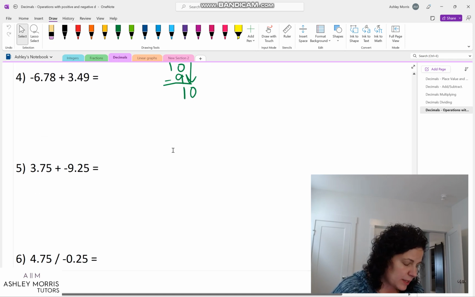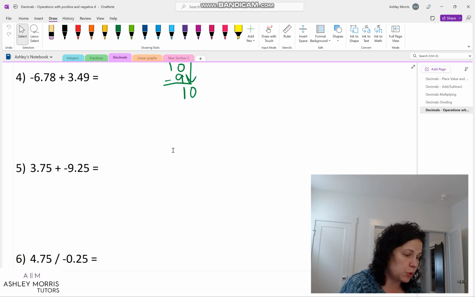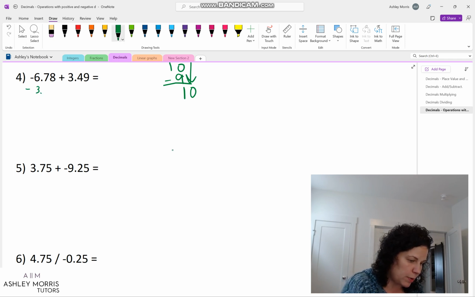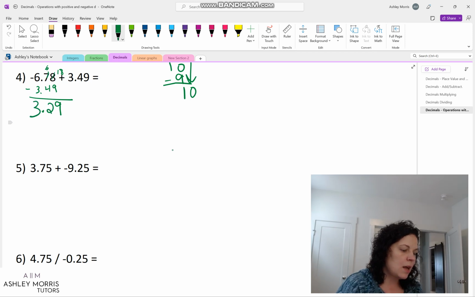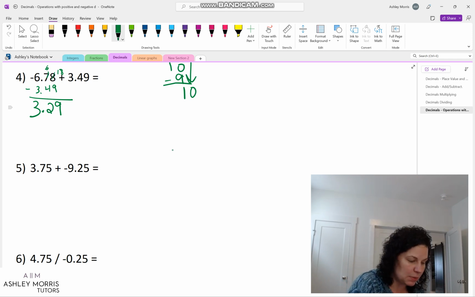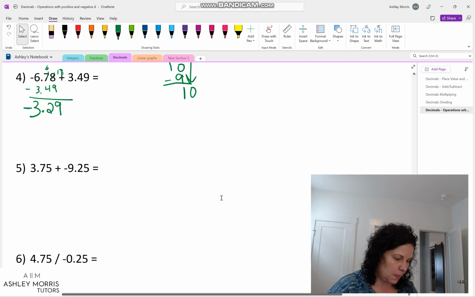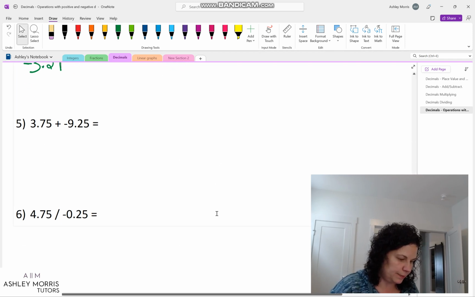All right, number 4. Signs are different, so I'm going to subtract. So subtract 3.49. I made sure I lined everything up. That becomes an 18. That becomes a 9. 6 minus 4 is 2. 6 minus 3 is 3. Now, what sign is it going to be? Well, the 6 is bigger. 6.78, or 6 and 78 hundredths, is bigger than 3 and 49 hundredths. So we're going to keep the sign of the 6. So it's going to be negative.